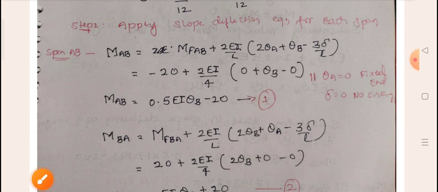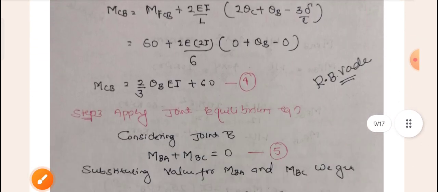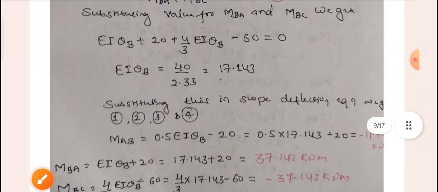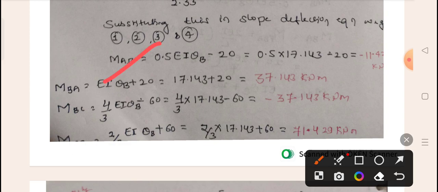Same thing, in the second equation EI theta B is 17.143, if you substitute, plus 20, the MBA value we can get. Next, same thing, MBC. This is the MBC equation. So here theta B value is substituted, you will get MBC. Same thing, you substitute in equation number 4. If you see here, MAB is minus 11.42, MBA is 37.43, MBC is minus 37.143, and same thing for CB also, that is 71.40.